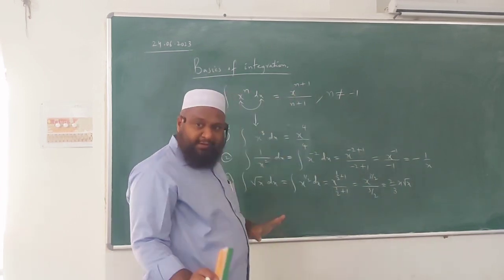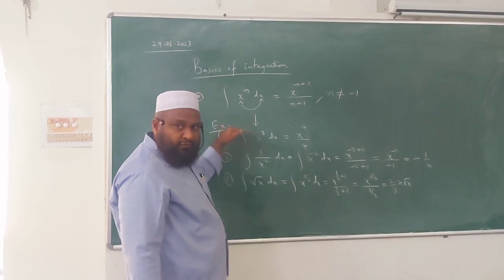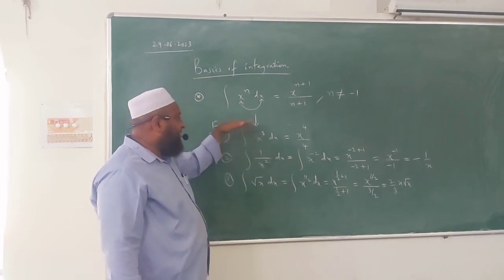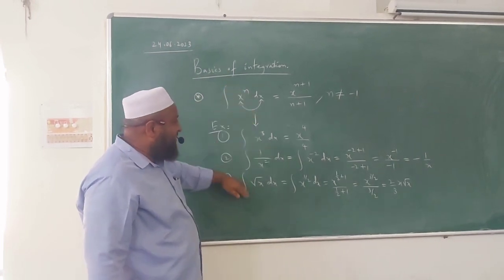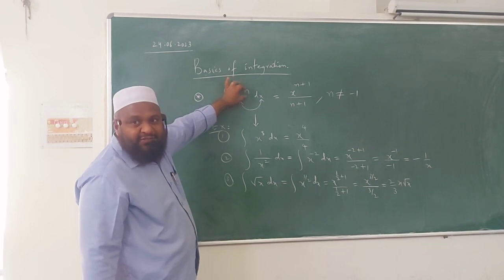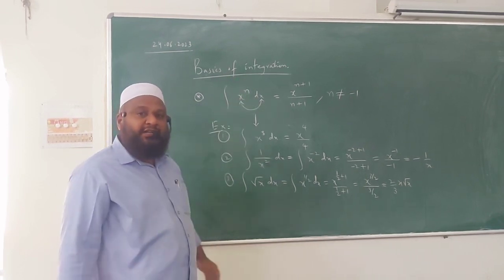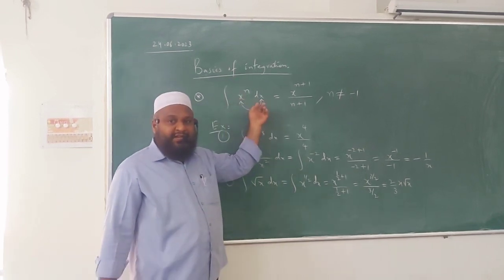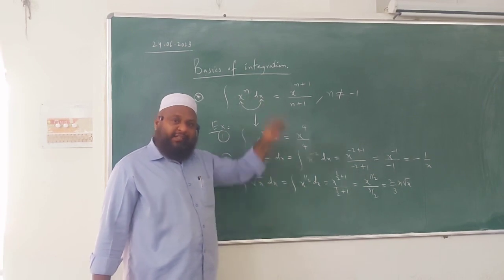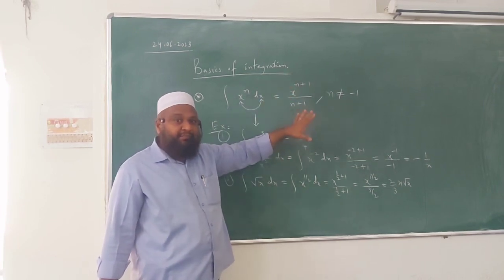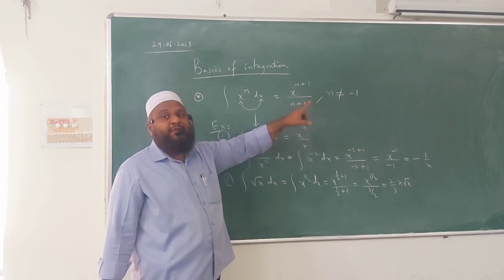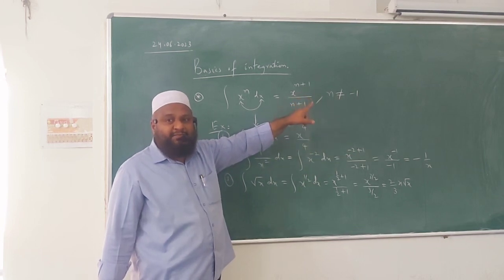Are these three examples clear to you? No need to repeat again. These are different examples for the cases of different n values. So what is the formula you have learnt now? The integral of x power n dx is equal to x to the power of n plus 1 by n plus 1. But this is applicable only when n is not equal to minus 1.